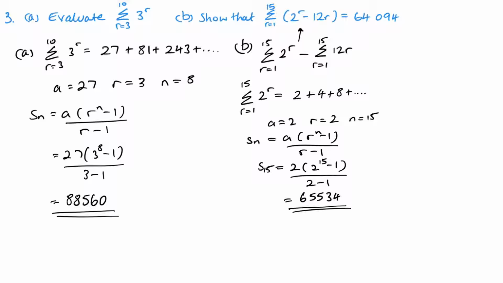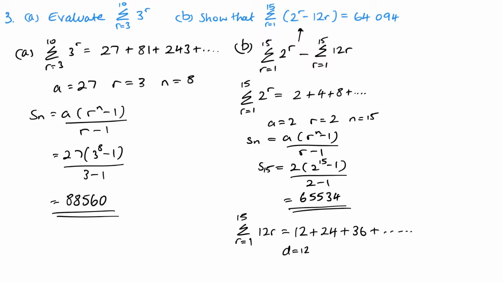Next, I want to find the sum of the other sequence or series. Now this one's going to be an arithmetic series. So substitute 1 in, we get 12, substitute 2 in, we get 24, 3 in, we get 36, and so on. You can see it's got a common difference here of 12.